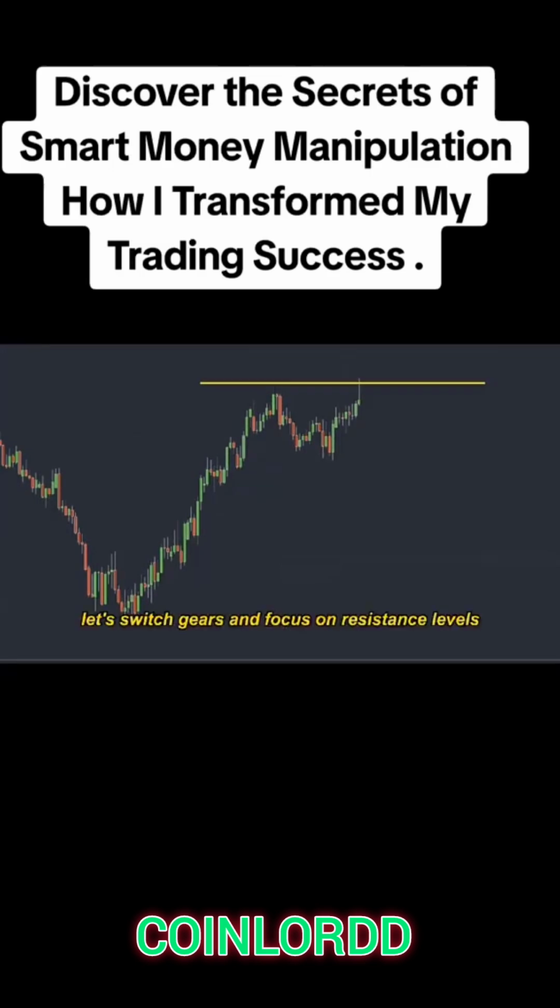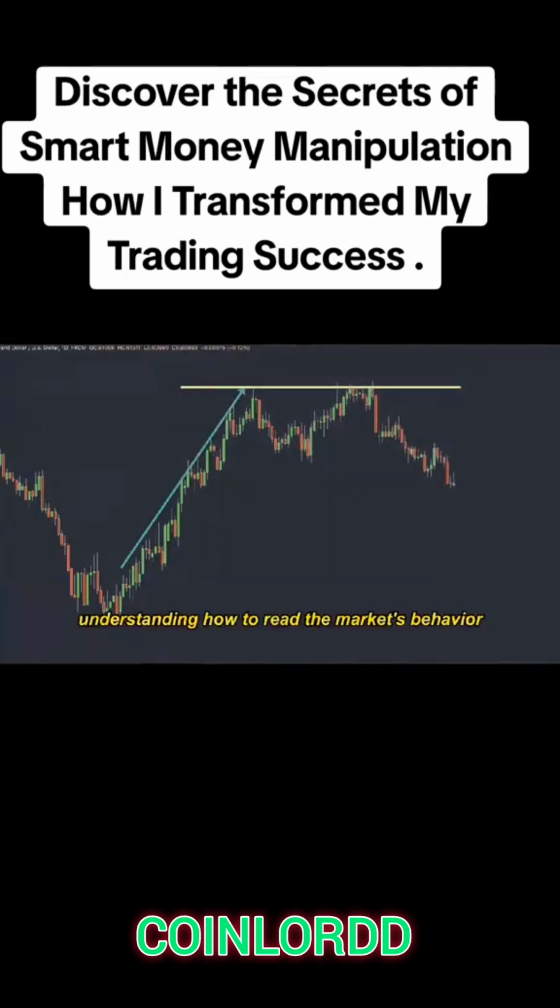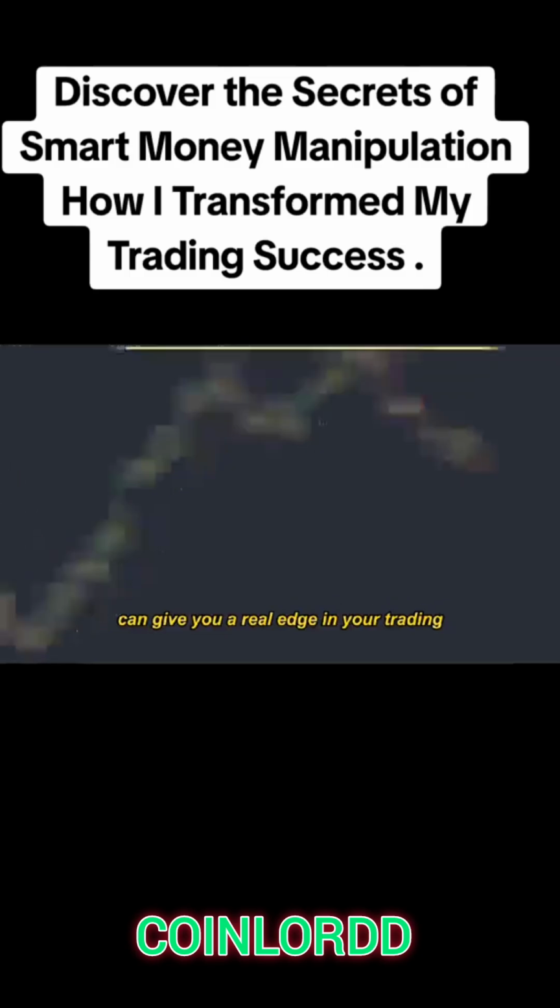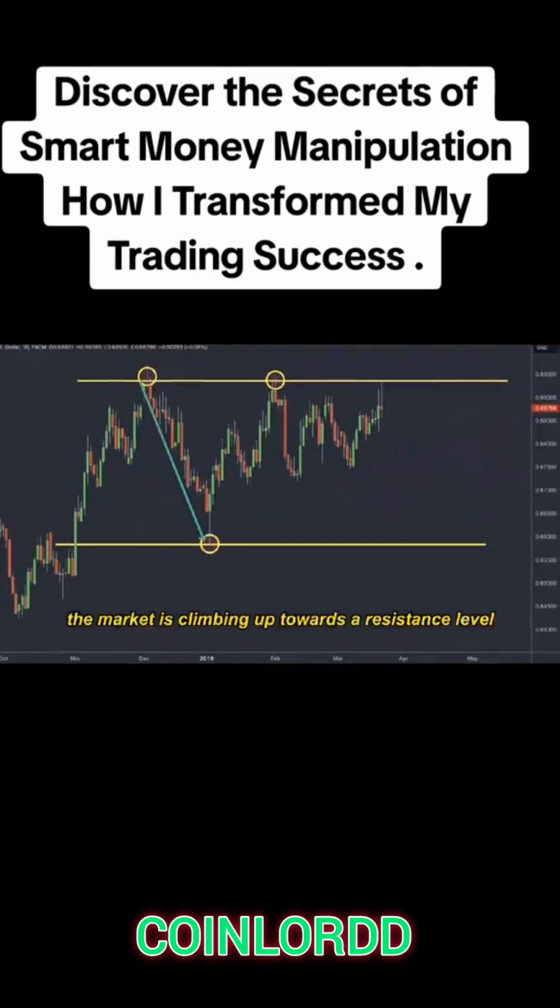Alright, let's switch gears and focus on resistance levels. Think of a resistance level as a ceiling that the price struggles to break through. It's a point where sellers come in strong, preventing the price from going any higher. Understanding how to read the market's behavior as it approaches these levels can give you a real edge in your trading. Imagine the market is climbing up towards a resistance level.